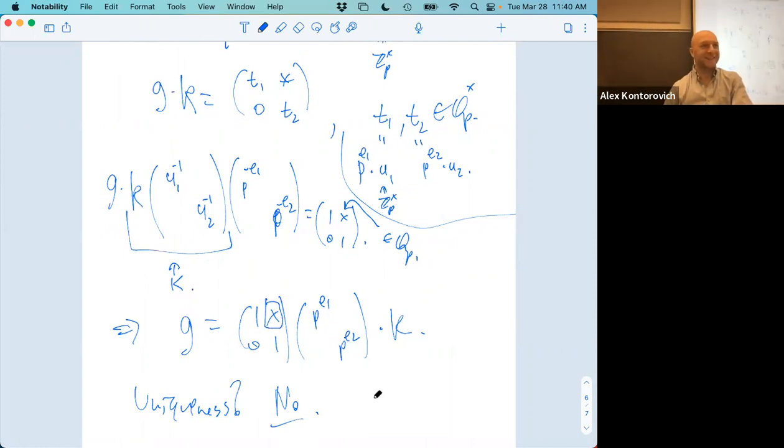Why do you make the entries exactly one on that? Because the entries were T1 and T2. T1 is P to the E1 U1, which is what you get when you multiply these two together. So I multiply both of these things on the right by U1 inverse, U2 inverse and by P to the minus E1, P to the minus E2. I'm literally just pulling out the diagonal entries and then I get something uniform.